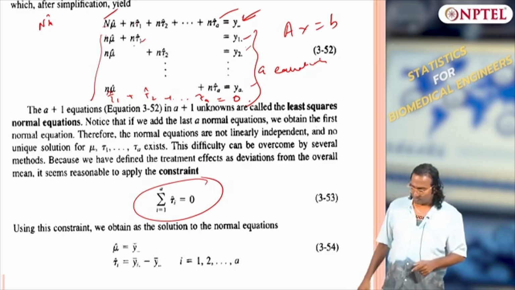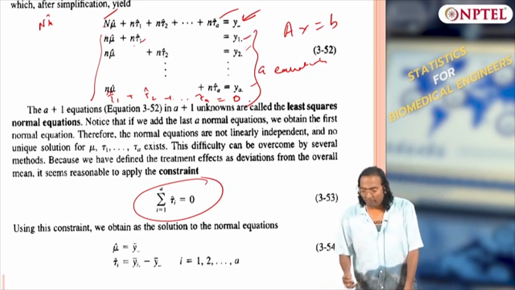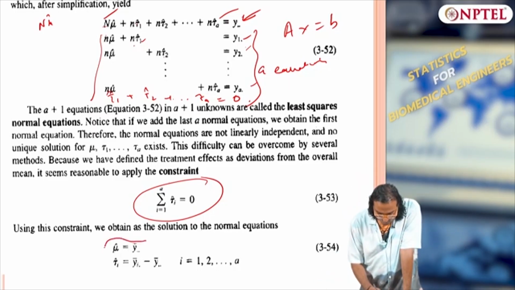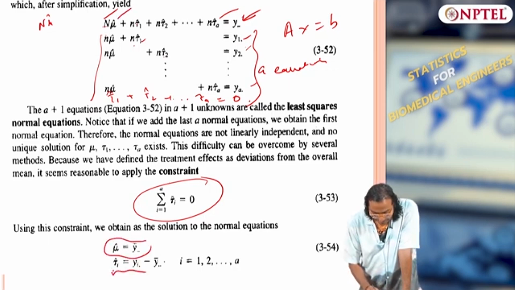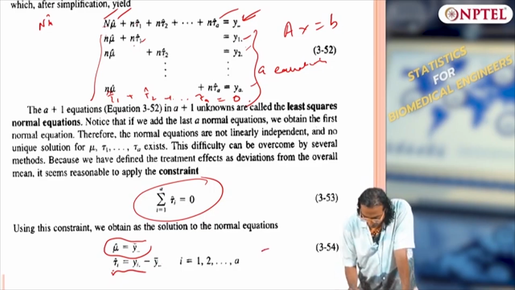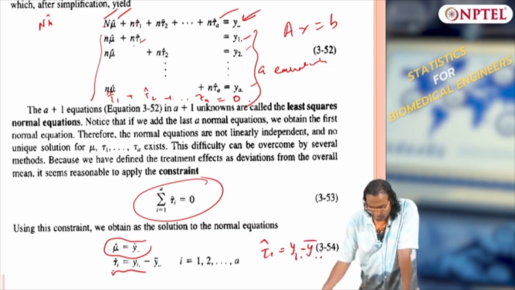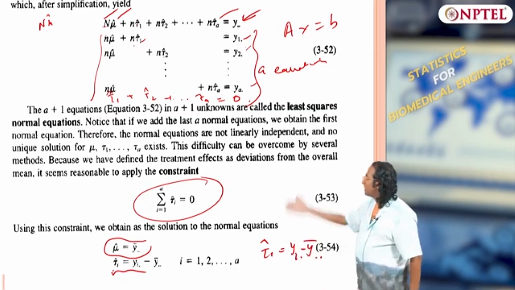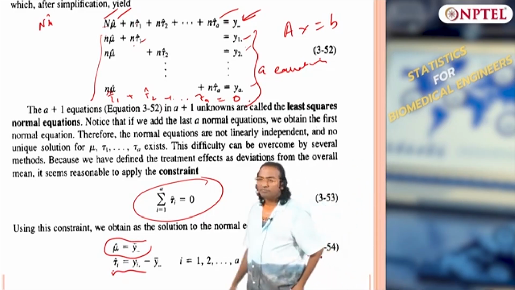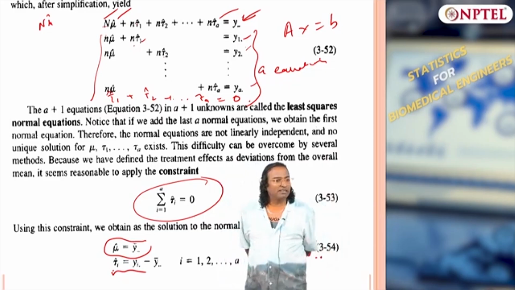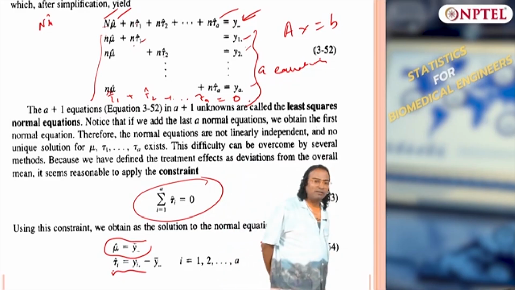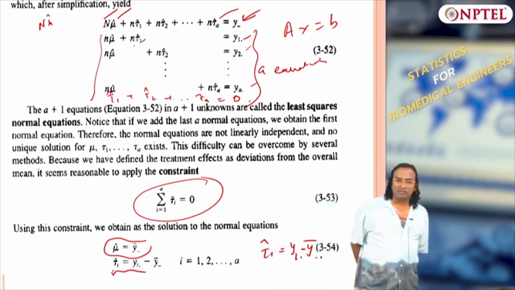Okay. So now you have an estimate of mu hat, which is y bar dot dot, and similarly tau I hat equals y I dot bar minus y bar dot dot, that is, tau 1 hat is nothing but y1 dot bar minus y bar dot dot. You can simply solve it and get the equations. Make sense, the linear regression approach to ANOVA, okay.